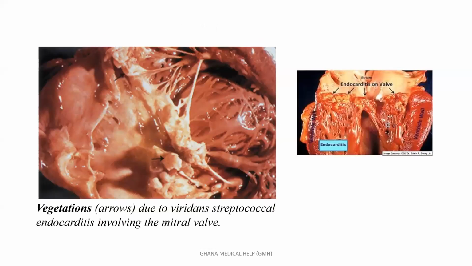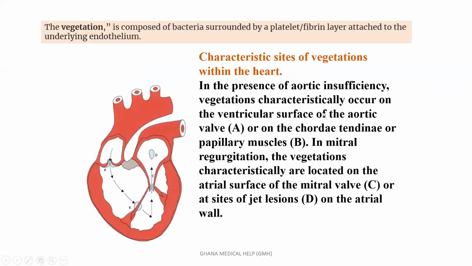So these are vegetations, as you can see. A vegetation is composed of bacteria surrounded by a platelet or fibrin layer attached to the underlying endothelium. As for the characteristic site of vegetations within the heart, in the presence of aortic insufficiency, vegetations occur on the ventricular surface of the aortic valve or on the chordae tendineae or papillary muscles.